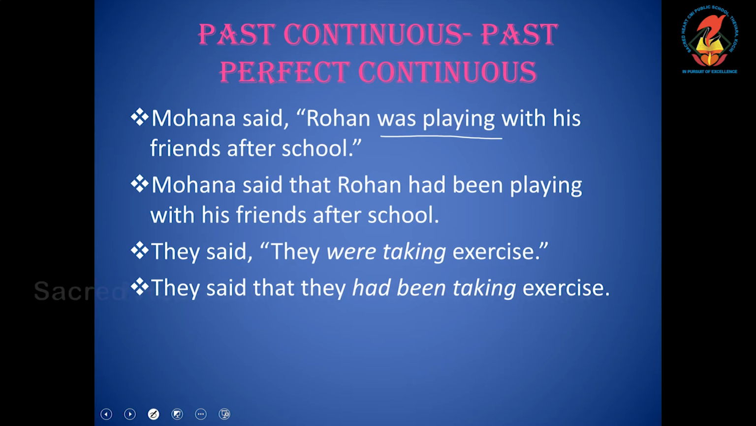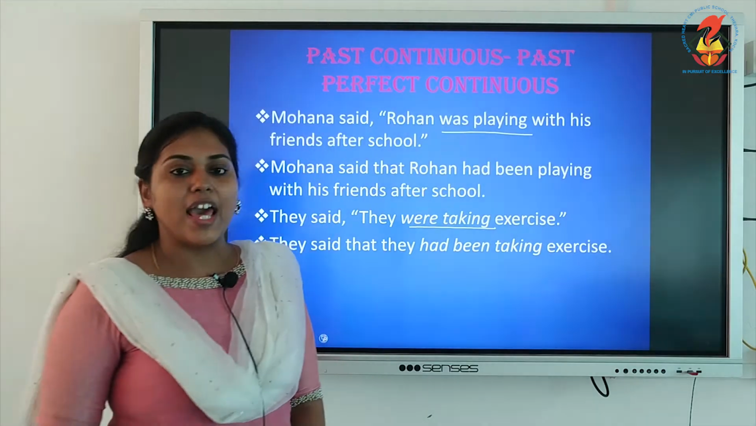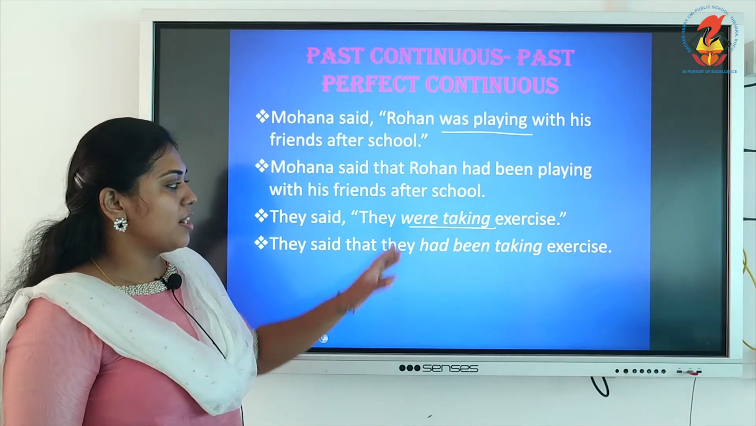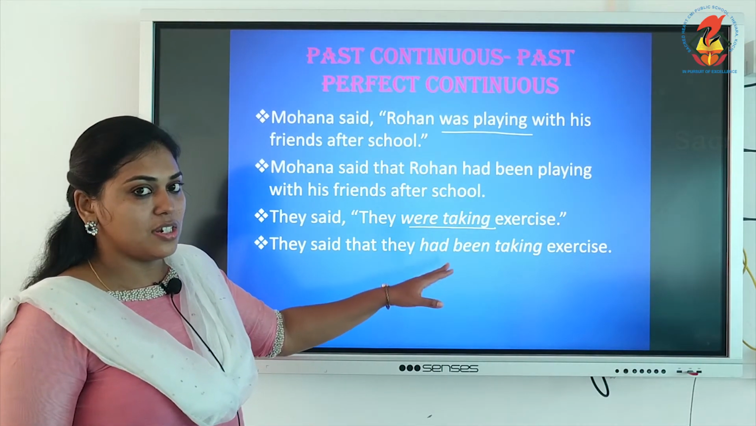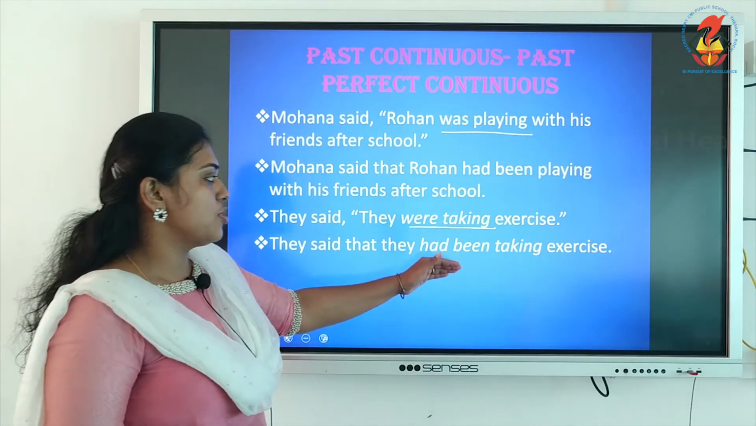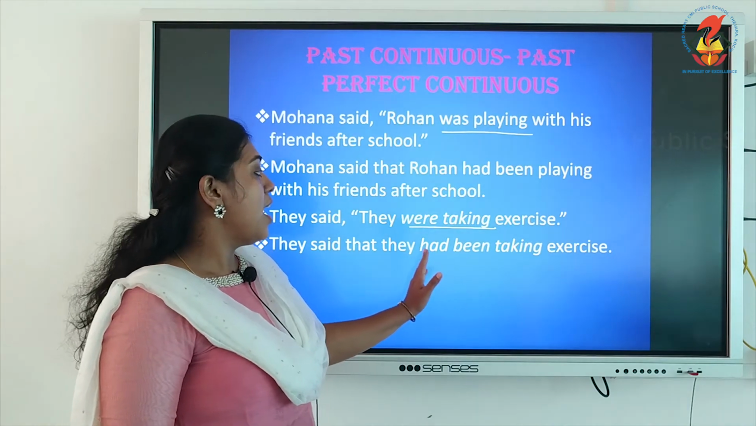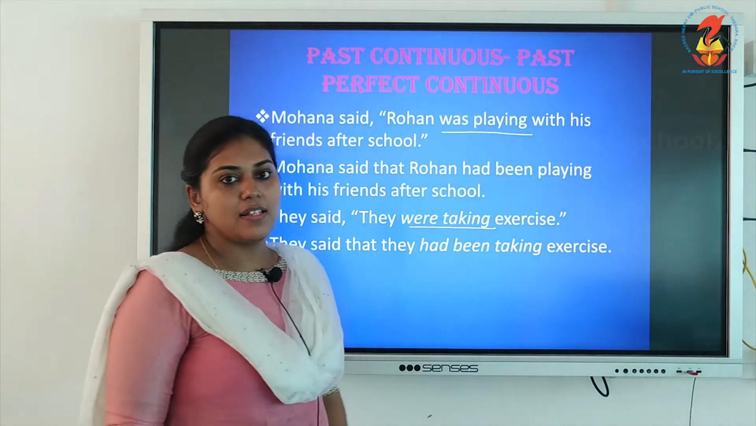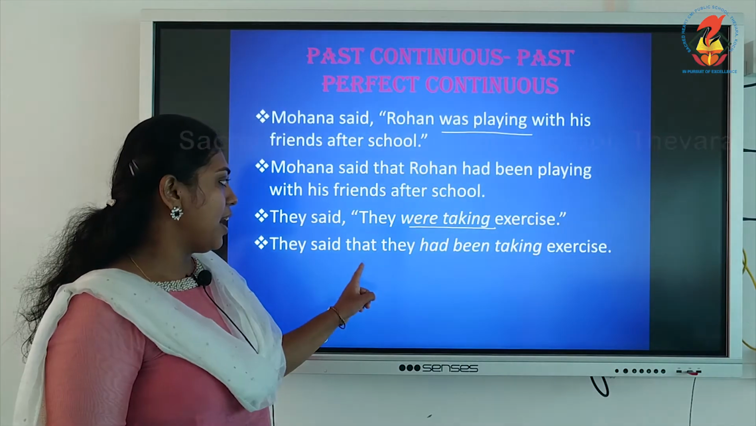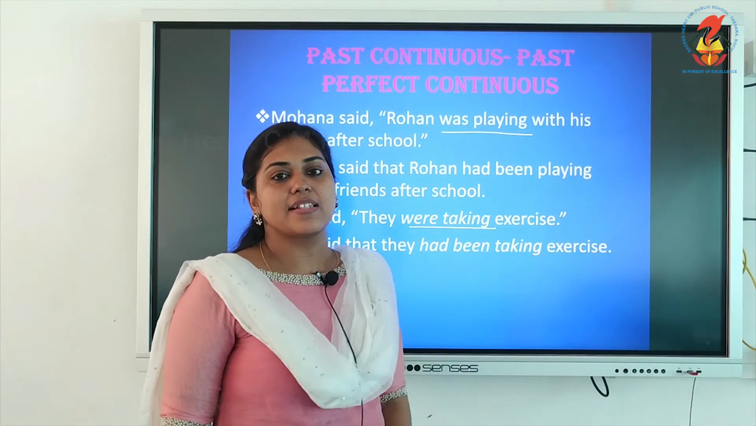Okay. So they said that. They is a pronoun. So we do not have to change anything because it is a third person plural pronoun, right? Were taking is the verb here. What is the verb here, children? Yes. Were taking is a verb. So we understand that it is in past continuous tense. So were taking should be changed to past perfect continuous tense, which is had been taking exercise. So the sentence would be, they said that they had been taking exercise.